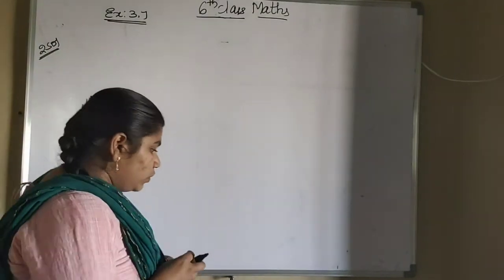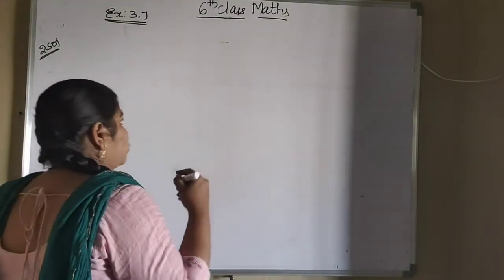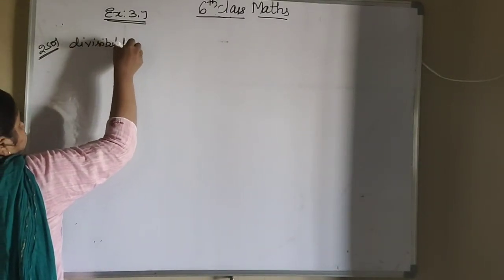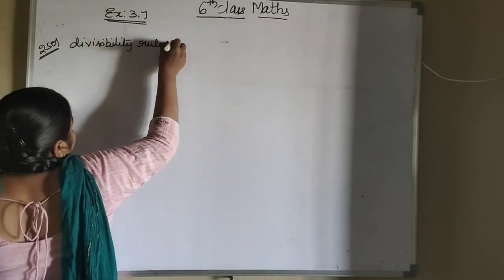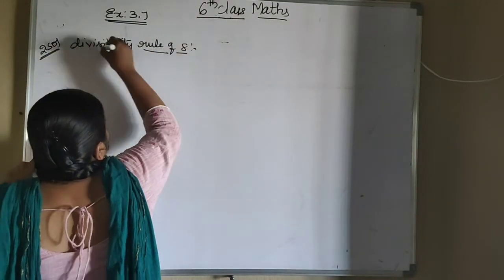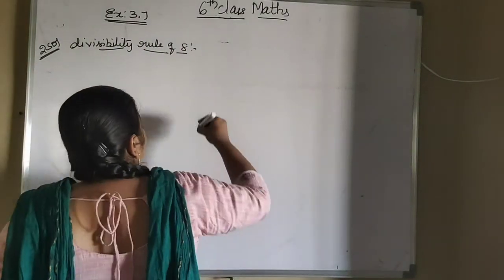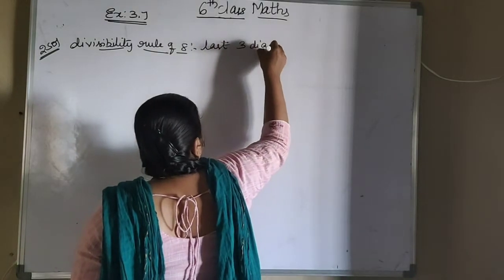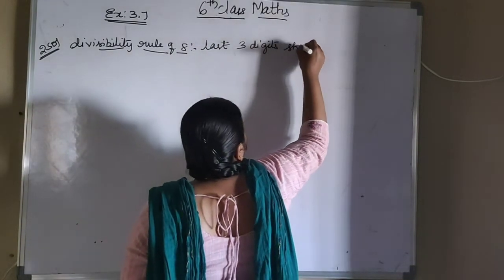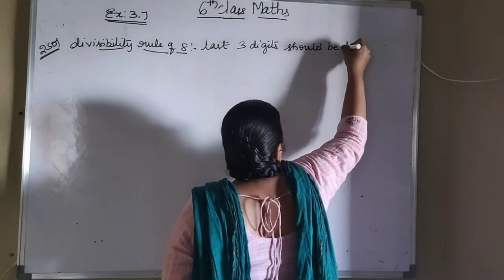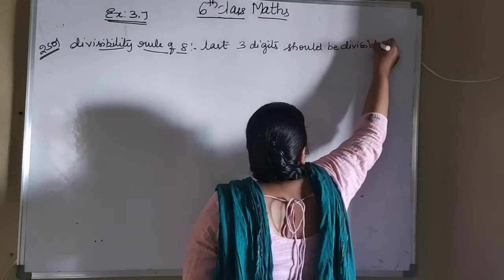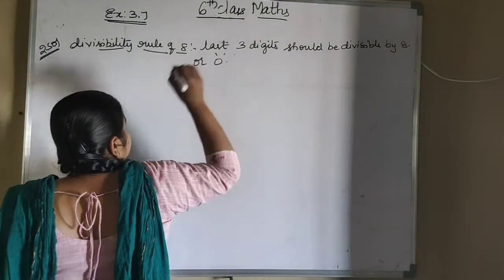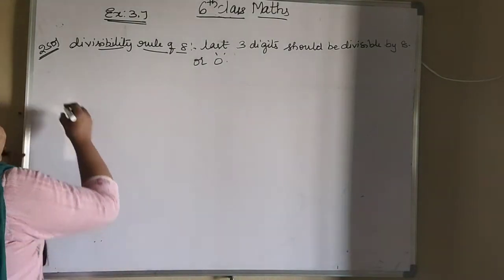So which divisibility rule are we applying? That is 8. First you write the divisibility rule of 8. What is the divisibility rule of 8? The last 3 digits should be divisible by 8, or zeros.